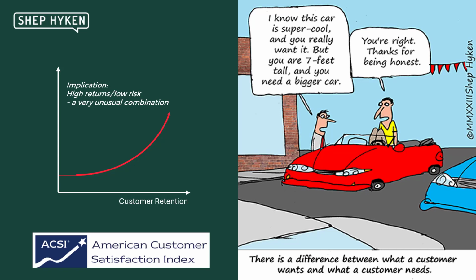Now, a little bit about the work at ACSI. We measure customer satisfaction, like I said, but also myriad other CS constructs as customers see them every day. The basic implication from the graph is that a company can achieve high returns at a low risk, which is very unusual as a combination, by driving satisfaction upwards, which causes customer retention and loyalty to also go up.